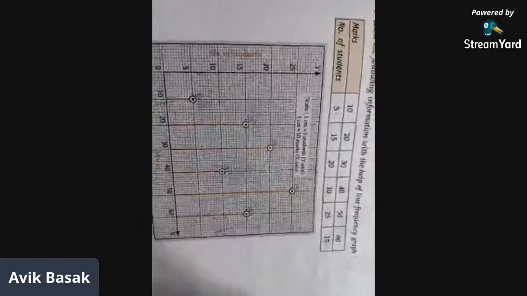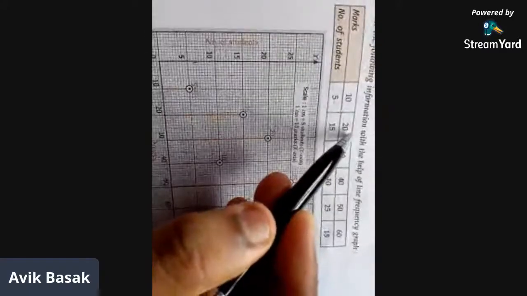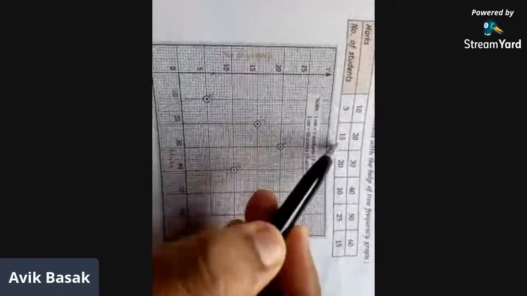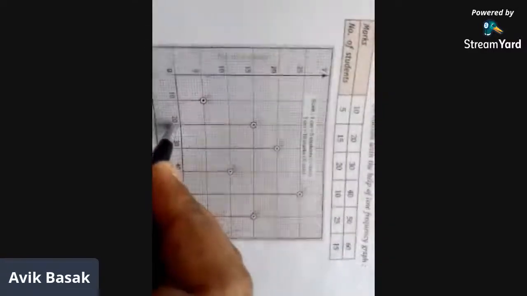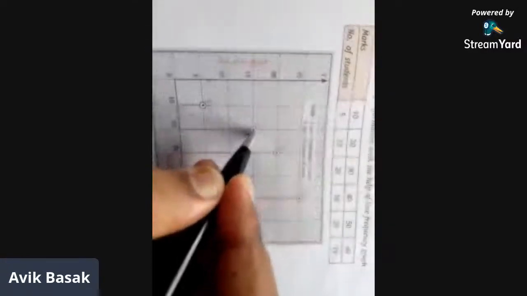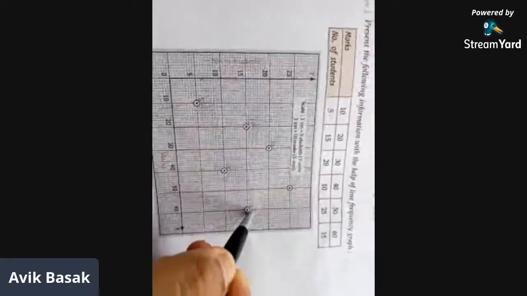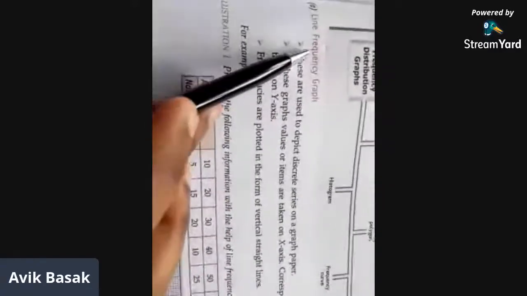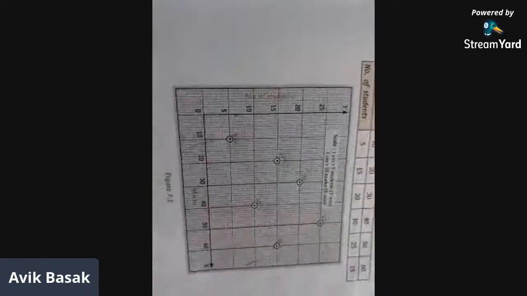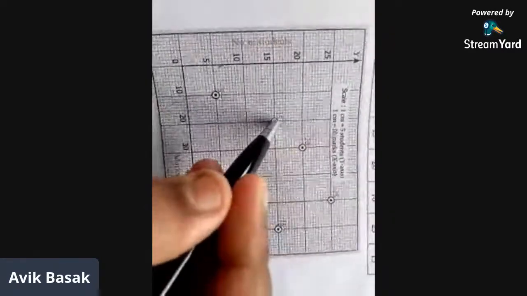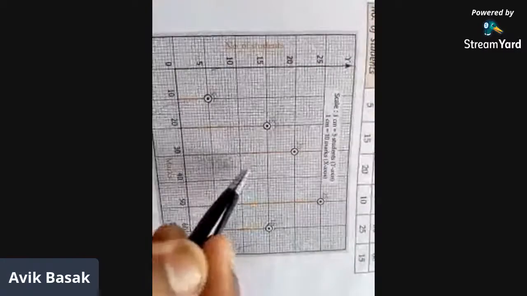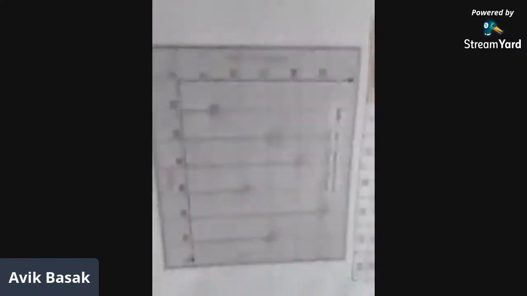Yes, Saranpreet, good afternoon. Then for 20 marks, how many students? 15 students. Mark here. In this way, complete all the dots. Now, since it is a line frequency graph, what you have to do is just draw a perpendicular line to the x-axis. Your work is complete.